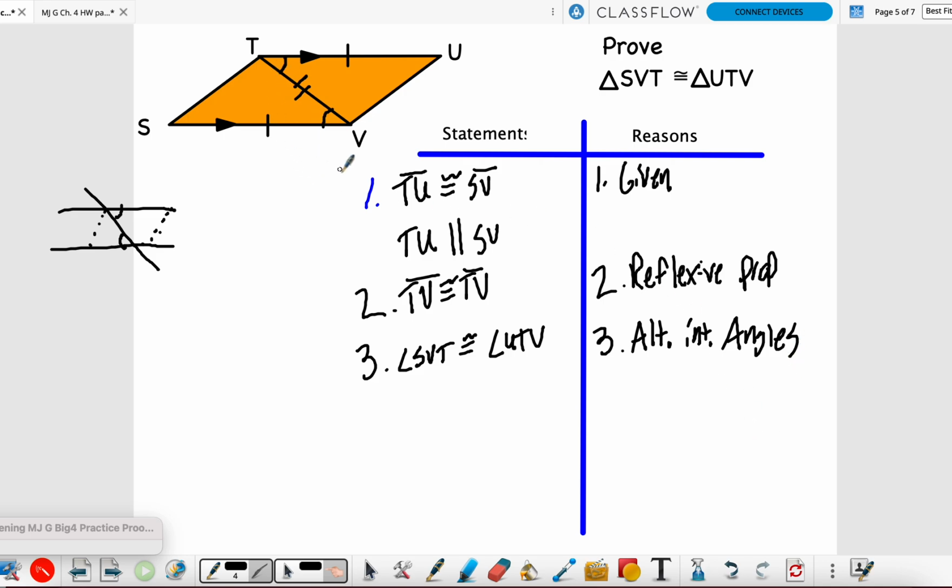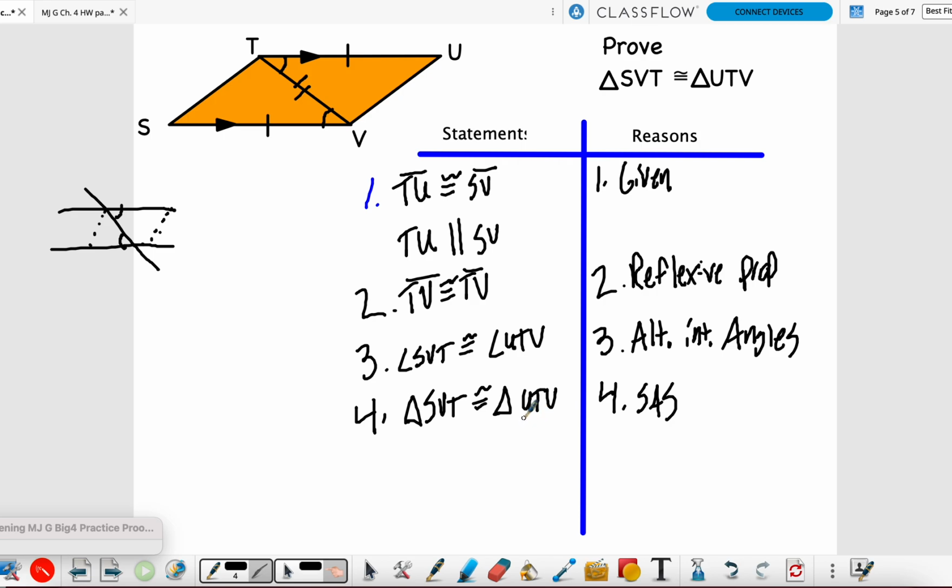And now we can look at our picture and we can recognize, oh, we do have enough to say the triangles are congruent because we have two sides in each triangle and the angle between them. So we can say the triangles are congruent because of SAS. So triangle SVT is congruent to triangle UTV because of side, angle, side.